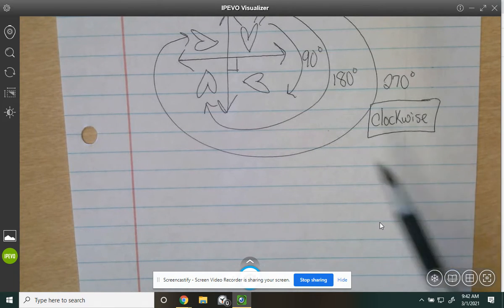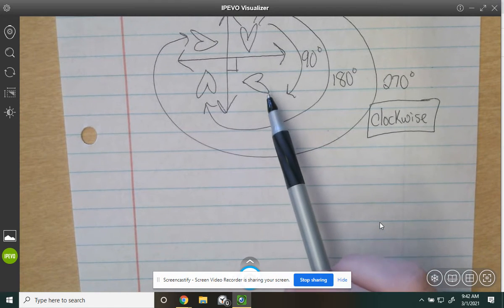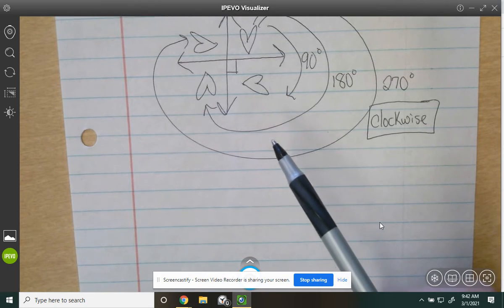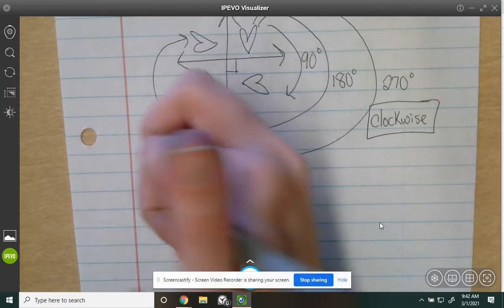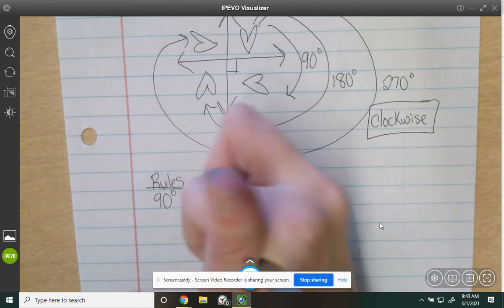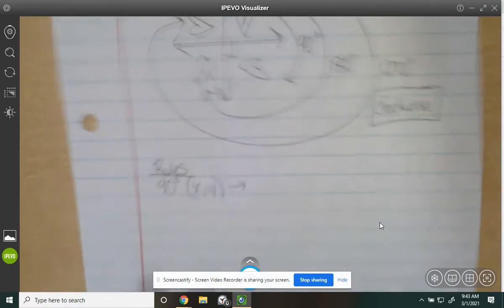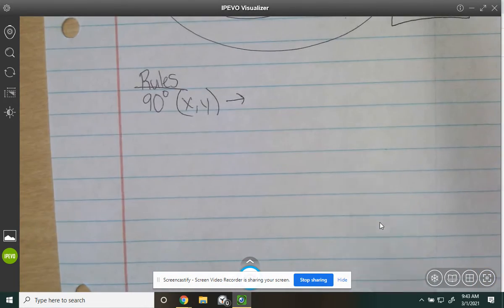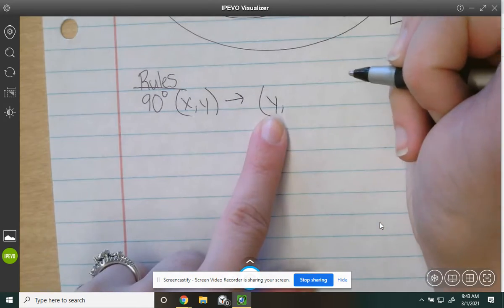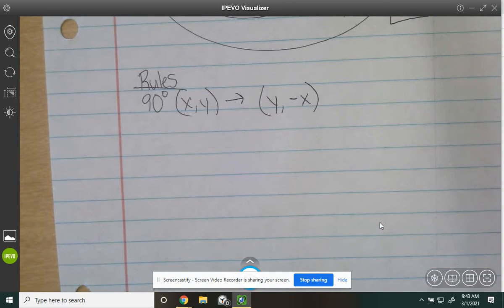Okay, some of you have really good spatial skills, and you can do this pretty easily without even having to turn your paper. I'm not one of those people. So these rules are super, super helpful for me whenever it comes to rotating. So the first one is 90 degrees. Okay, let's say I had an X and a Y and I rotated it 90 degrees. What's going to happen is they're going to flip-flop spots. Y is now going to become first, and your X changes.